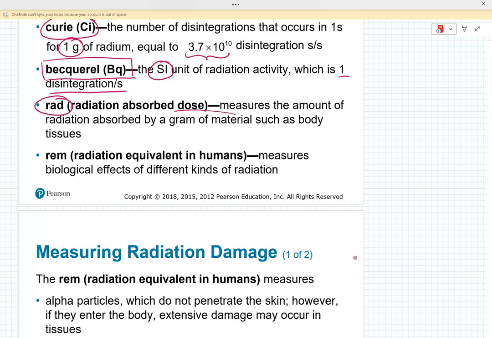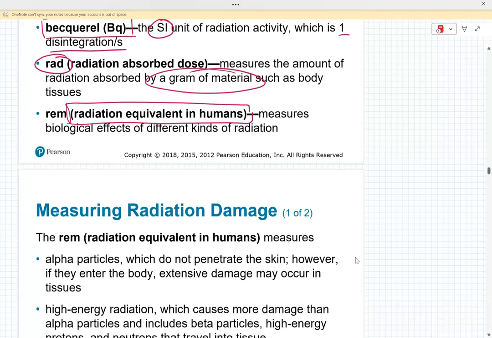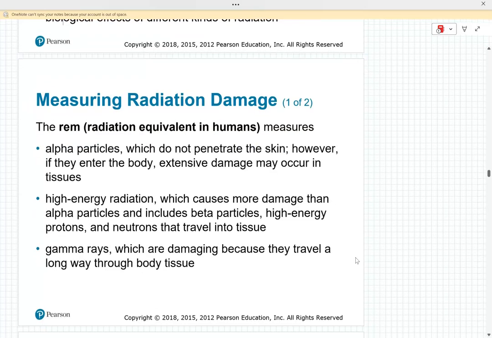So, gram of material, amount of radiation absorbed by gram. And radiation equivalent in humans specifically compares different types of radiation. Okay? So I'm going to start from the bottom. Gamma rays. Remember that illustration with a guy walking towards the radiation? Gamma rays, can they penetrate through the human body? They absolutely can, and they will damage the tissues. They will damage DNA, they will damage proteins, inevitably.